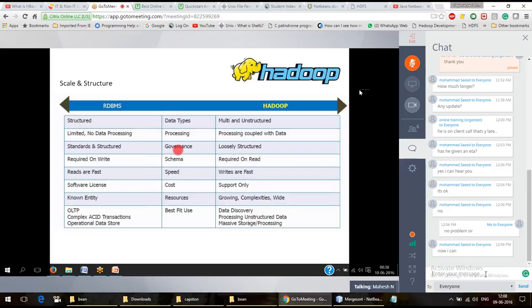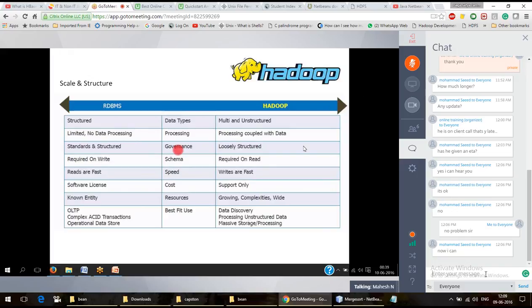In terms of licensing, you need much more cost in RDBMS. But in Hadoop, you only need support for licensing. There isn't any need to buy and invest huge costs, because it is completely freeware. In terms of resource allocation, there are always growing complexity and wide issues coming up. You will have an entity allocated. That's where the ecosystem walks you through. These are called processing unstructured data with massive storage, the last column which is talking about.